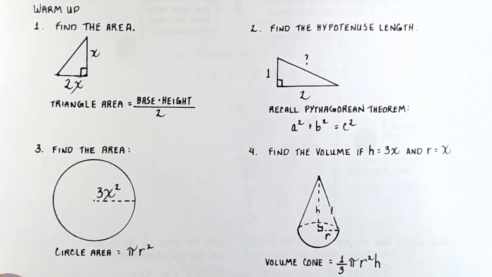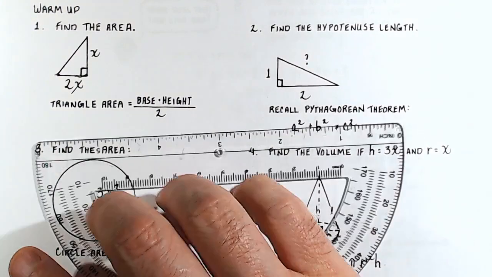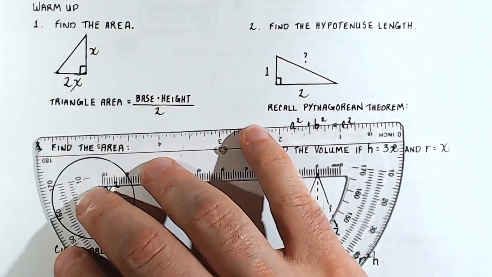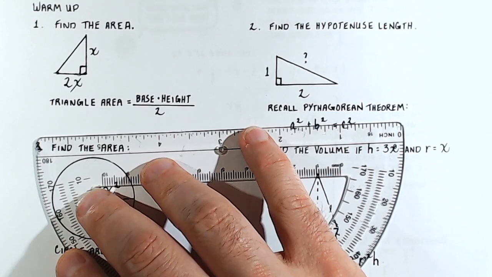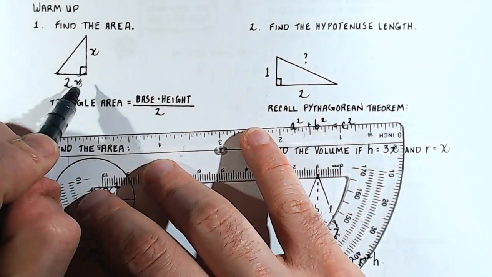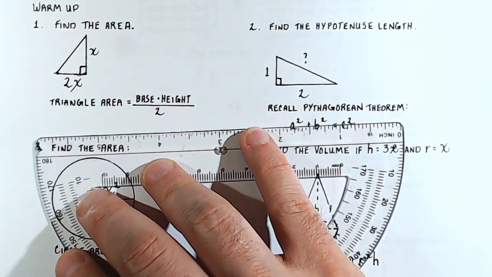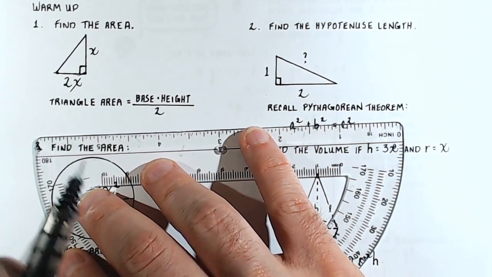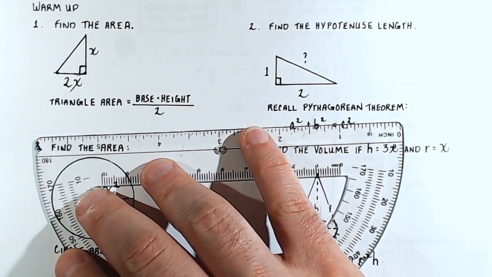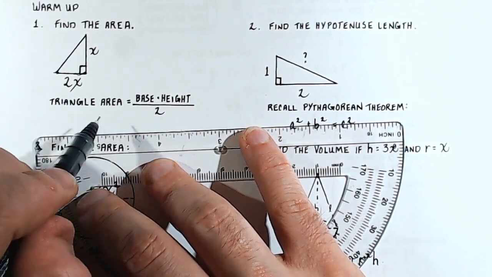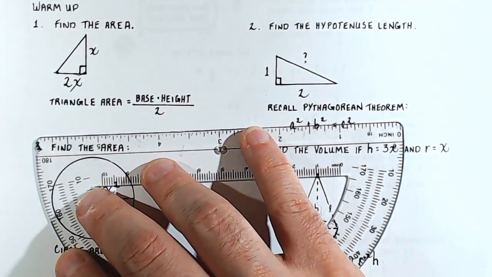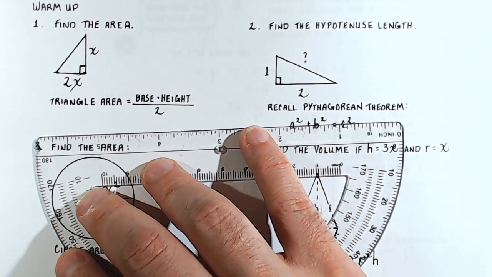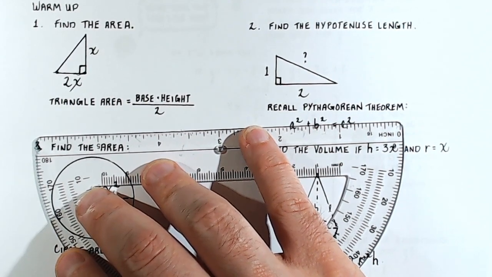Let's take a look at number one. We're asked to find the area of a triangle. This little symbol down here in the corner means that we have a right triangle. The base is 2x and the height is x. The triangle area formula is base times height divided by 2, so we just need to multiply 2x times x divided by 2.